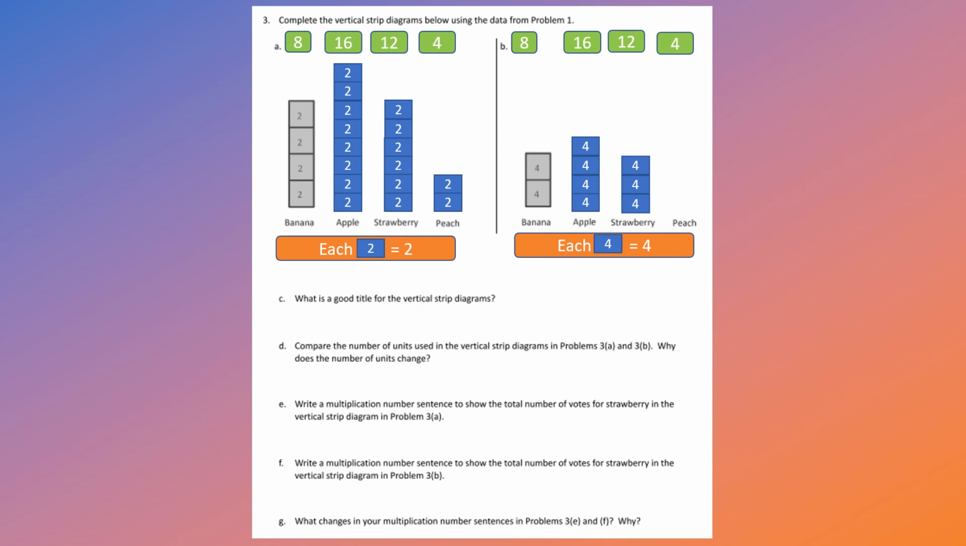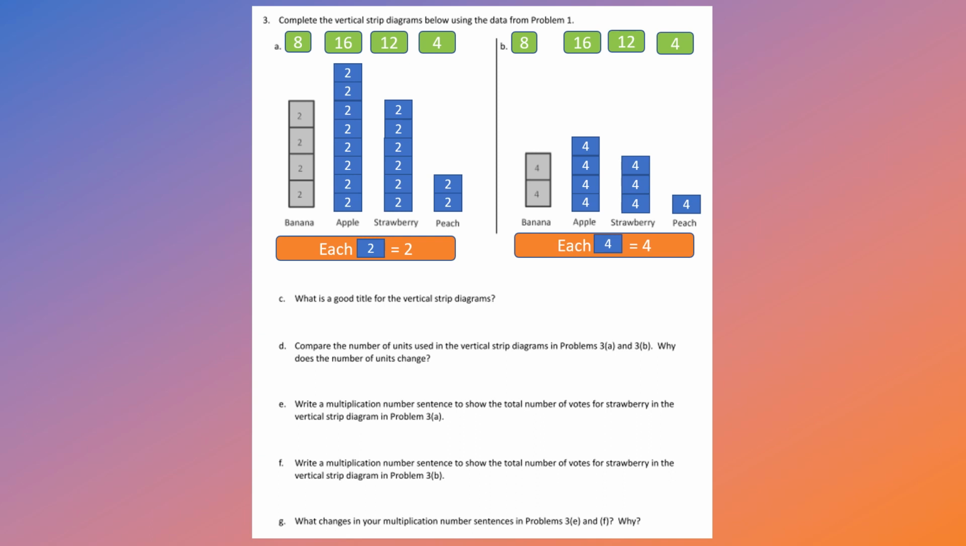Now, finally, let's represent our peach votes. Now, there were 4 votes for peach. And since we are using units of 4, we only need how many squares? That's right, 1 square. Perfect. Now that we've completed the vertical strip diagrams for numbers 3a and 3b, we can move on to answering the questions below. Now let's start with letter C.